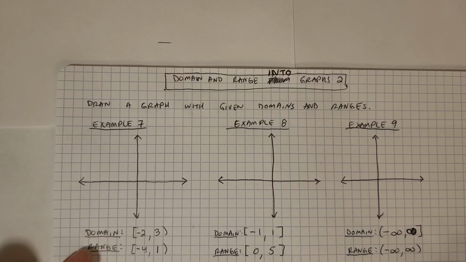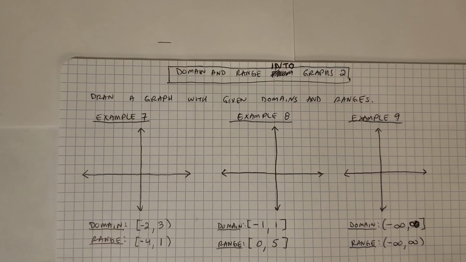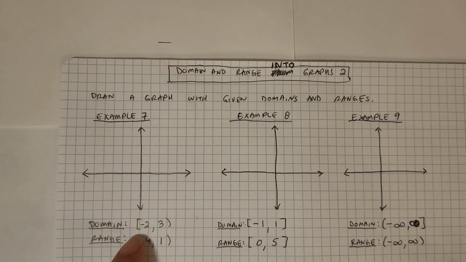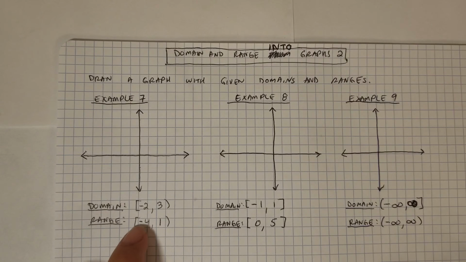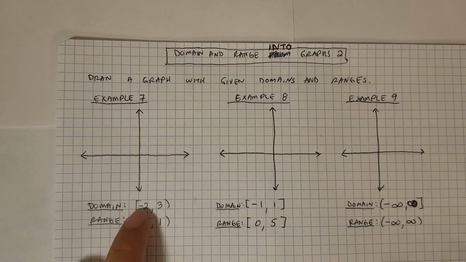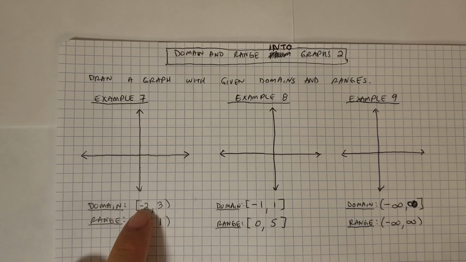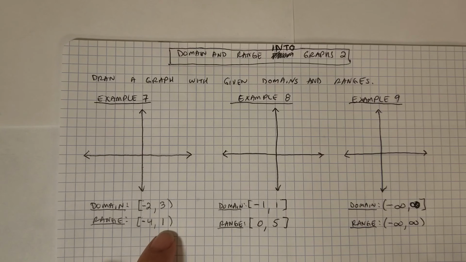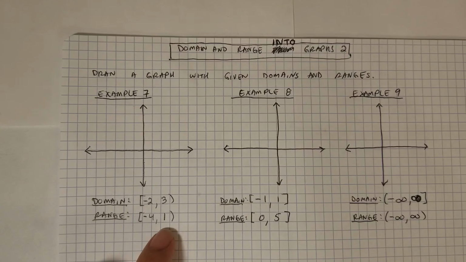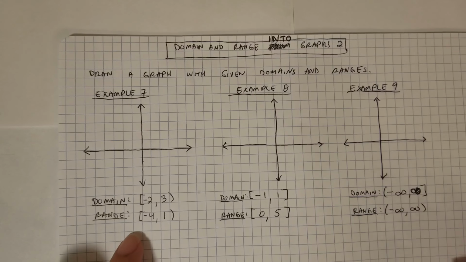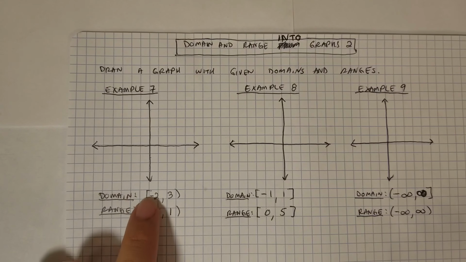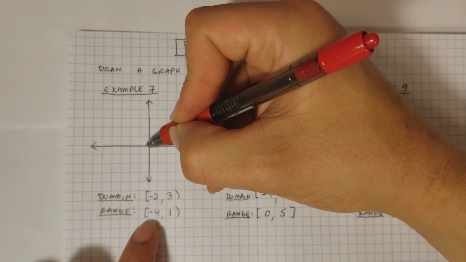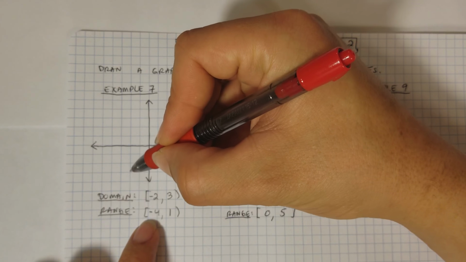Now one thing you can do is think of this like a shortcut. If they give you the domain and range, this gives you a point, sort of. (-2, -4) would be the lowest point that it could be. (+3, +1) would be the highest point that it can be. So if you think of it that way, if you graph the point (-2, -4), those have brackets.